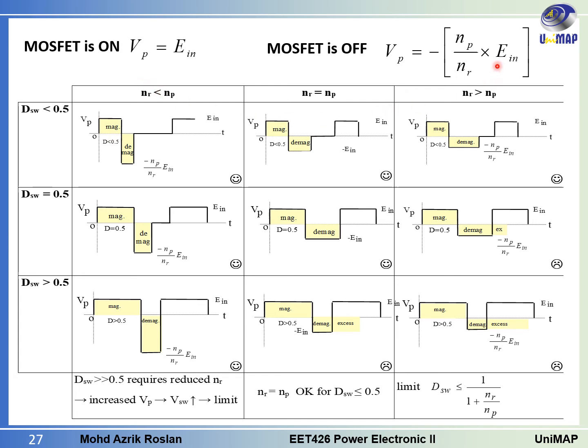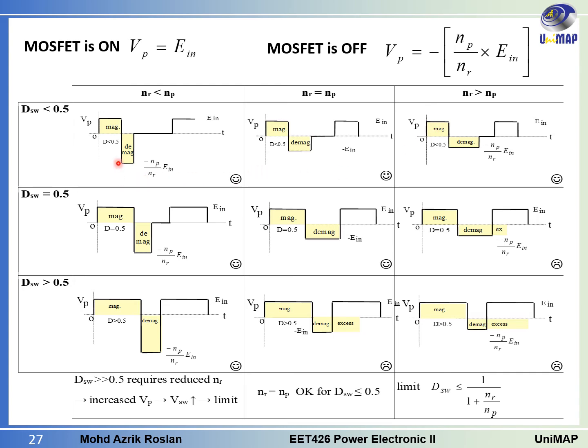And then during the MOSFET turn off, we know that the E in is not connected directly to the primary winding. So the voltage that occurs at the VP is equal to negative NP over NR multiplied by E in. So the VP will get the E in due to the NR. We have the winding at the NR that is related to the primary winding.